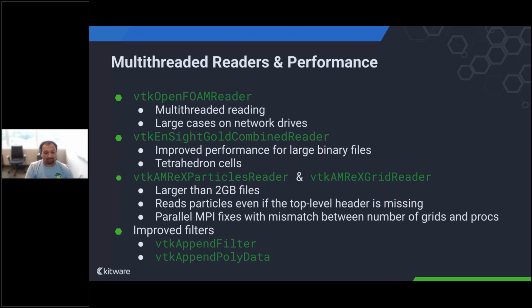Its MPI capability has also been fixed, so you could have your MPI process kick off loading of AMReX files. But then there was an issue if there was a mismatch between the number of grids in your dataset and the number of MPI processes. That has since been fixed. Similarly, the append filters have been multi-threaded, so they take advantage of all the different cores of your system.